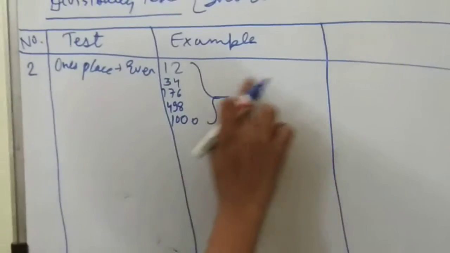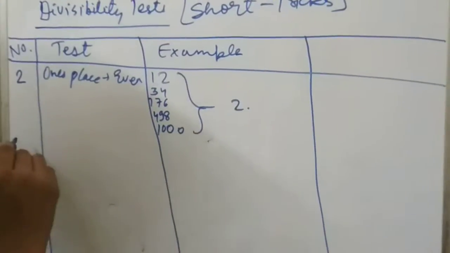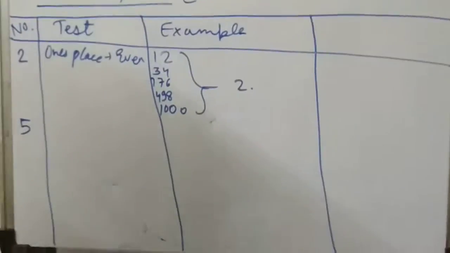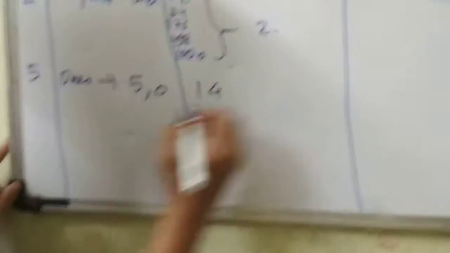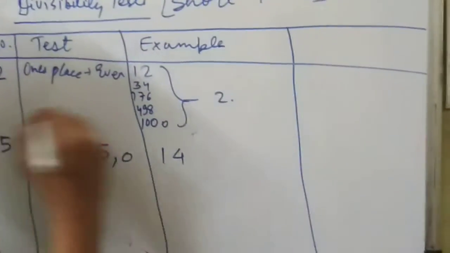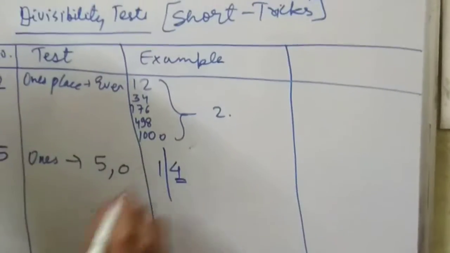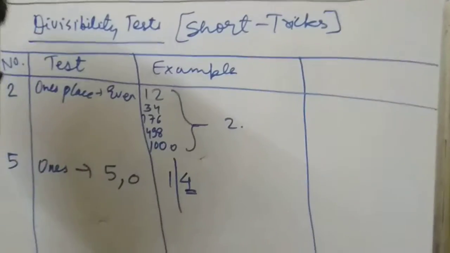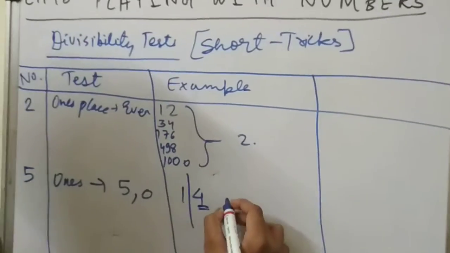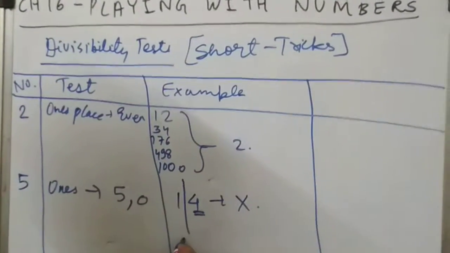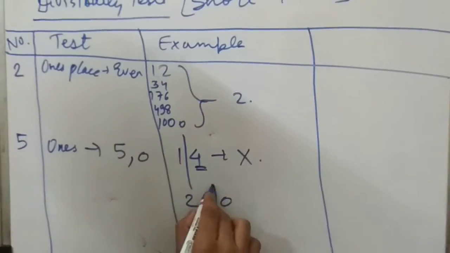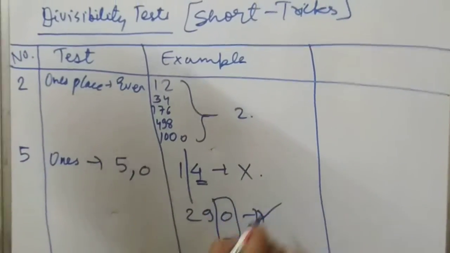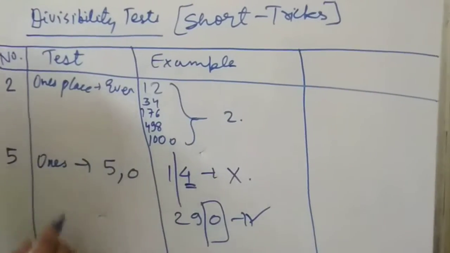Now, what about the next number? The next number is 5. For 5, the ones place should be 5 or 0. Now let's take an example. Take 14. Is 14 a multiple of 5? How will we be checking? See only its unit digit. Ignore the rest of the number. Only focus on the unit digit, whether it is 5 or 0. No, that means this is not. Another example, that is 29 and 290. Focus on this. Whether it is 0, yeah, it is a multiple of 5.